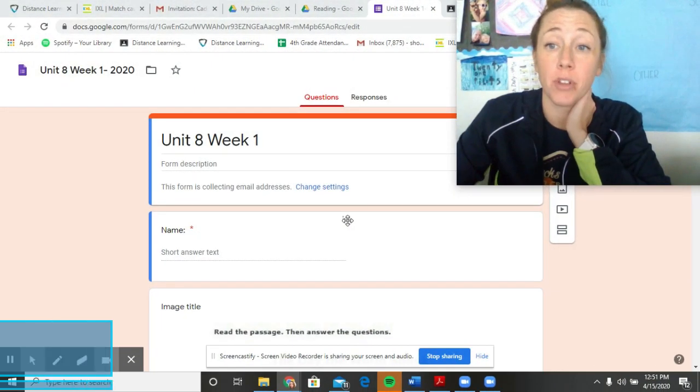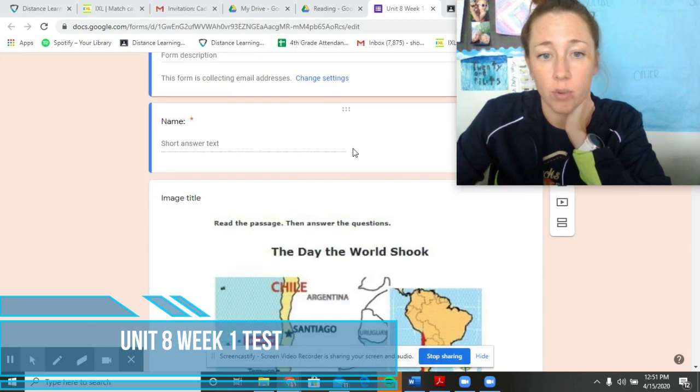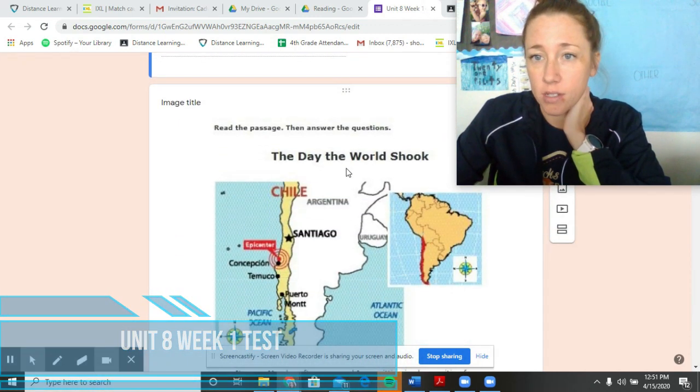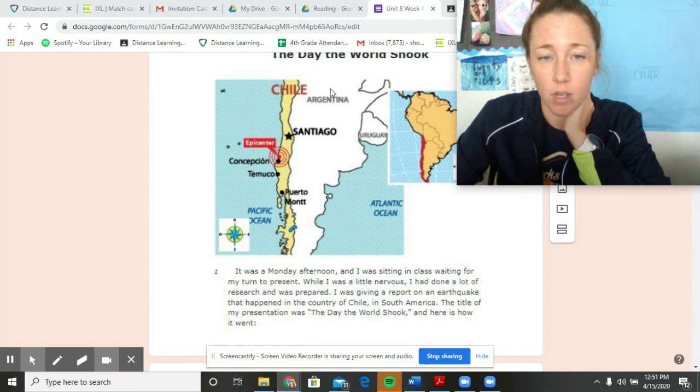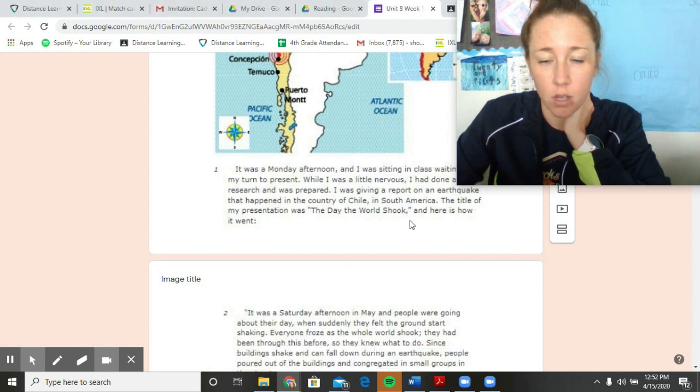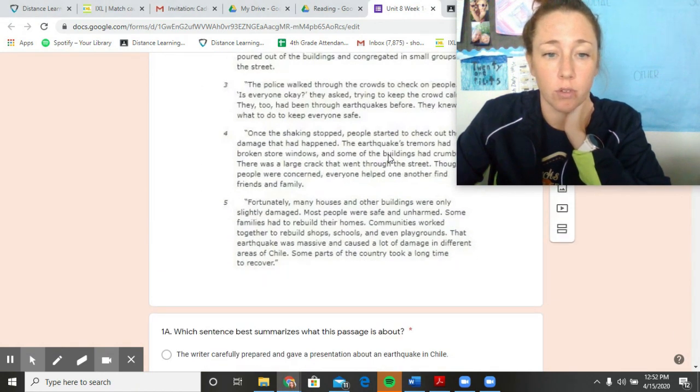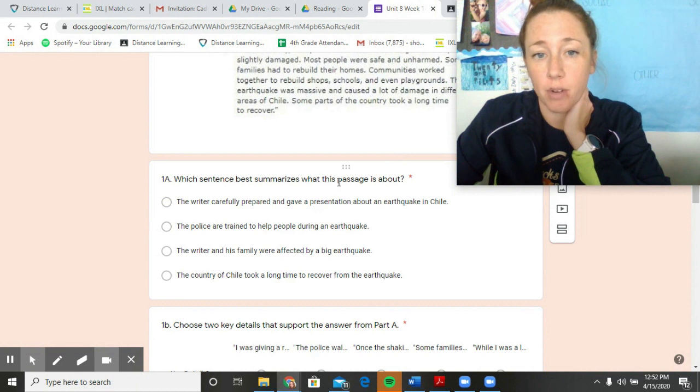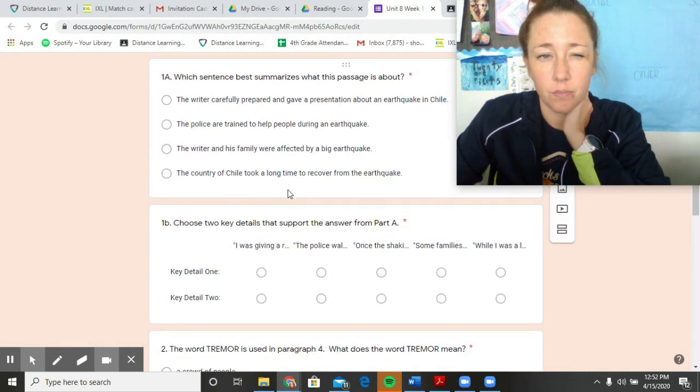Well, we get to keep going with the earthquake theme here. So our Week 1 test, the day the world shook, is the passage. And this is Chile in South America. Let me get rid of this thing. Remember to read the questions first, so we'll go do that quick. So which sentence best summarizes what the passage is about? So what is it mainly about?